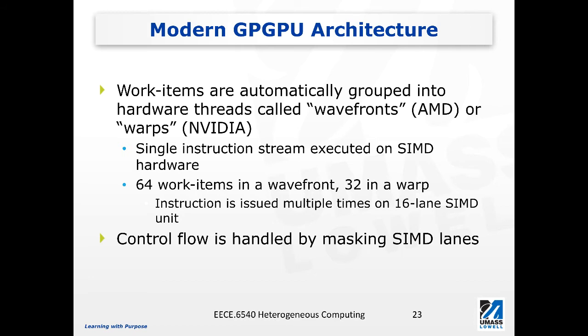When the program has branches in the control flow, the processor will be able to mask some of the SIMD lanes so that the operations will not be applied on a certain subset of the dataset.